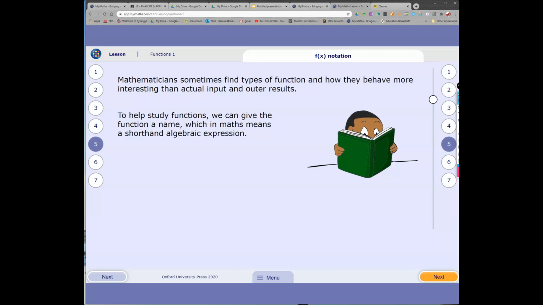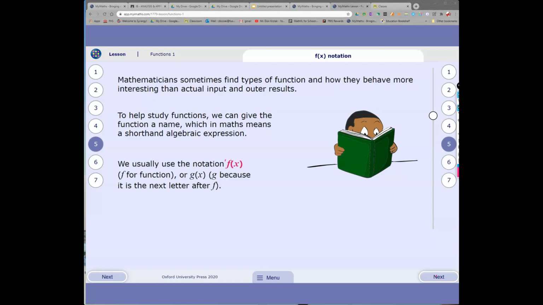Okay, so giving a function a name is just a shorthand way of writing out an algebraic expression. Okay, so typically we name functions f, or you can use any letter you want. It doesn't matter. This is the function's name. So it's like saying that this is function Fred and this is function Ginger. You can use any letters of the alphabet you want. The x simply means that's the input.